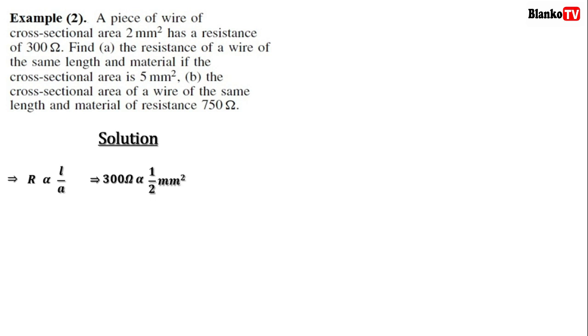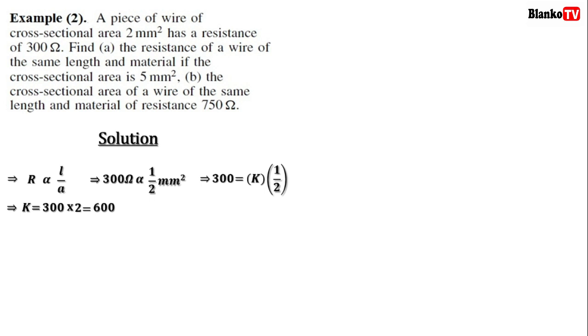So by applying the coefficient of proportionality, we have 300 equals K, that is the coefficient of proportionality, multiplying 1 over 2. I hope you understand. So to make K the subject, we have K equals 300 multiplying 2. And when you multiply 300 by 2, we are going to get what? 600. So now the coefficient of proportionality, which is K, is what? 600.